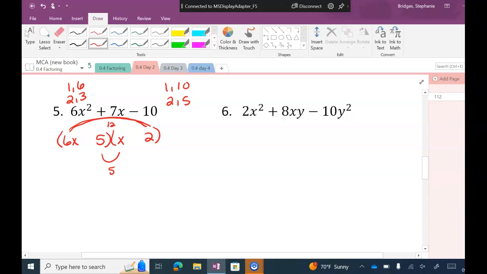Where we need to be very careful is the placement of our signs. My signs are going to be different here. And my bigger number needs to be positive. But I'm talking about the bigger product, 12 or 5. Not the individual numbers, not the 5 and the 2, but the 12 and the 5. I need that 12 to be positive. So where am I going to put the plus sign? In front of the 5 or in front of the 2? In front of the 2. Perfect. And so that's what we get, 6x minus 5 and x plus 2.